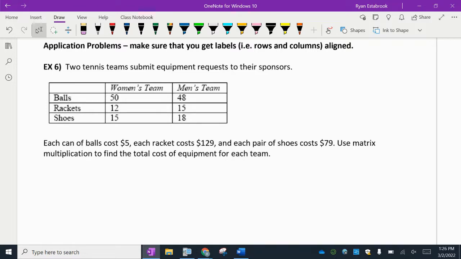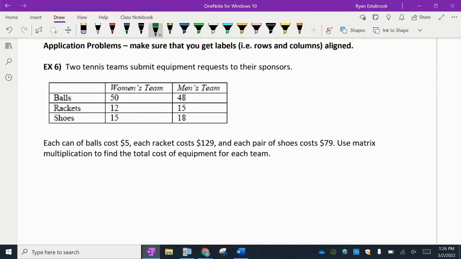So in this example, 2 tennis teams submit equipment requests to their sponsors. You have the women's team that wants 50 balls, 12 rackets, and 15 shoes. And then there's the men's team that wants 48 balls, 15 rackets, and 18 pairs of shoes. It tells us how much each ball costs, how much each racket costs, and how much each pair of shoes costs. From that, we want to figure out how much each team is going to request to be spent.